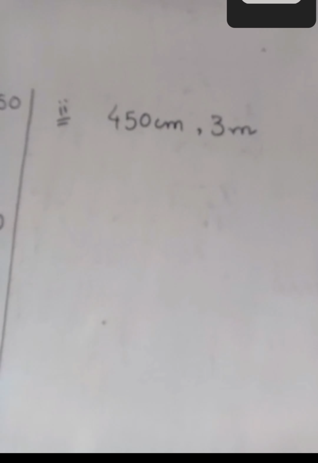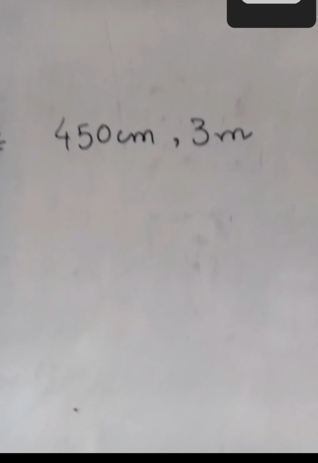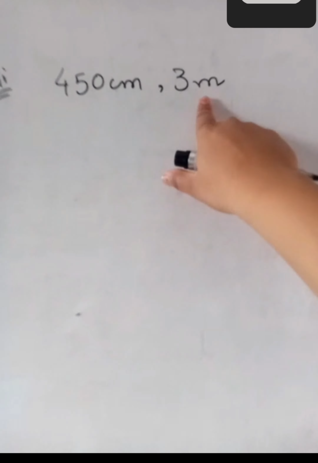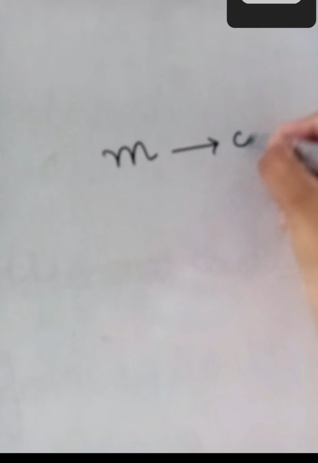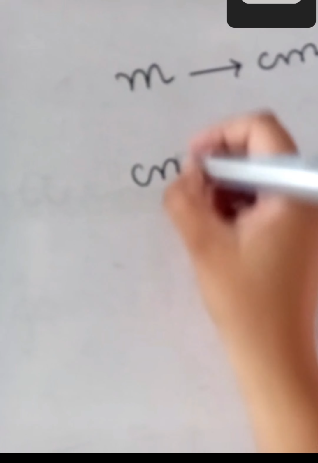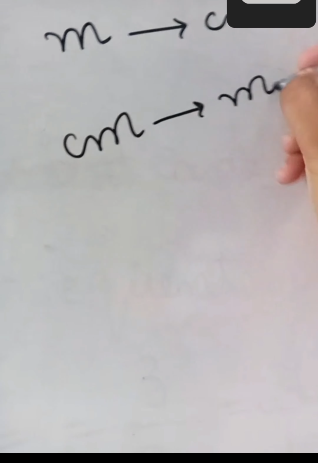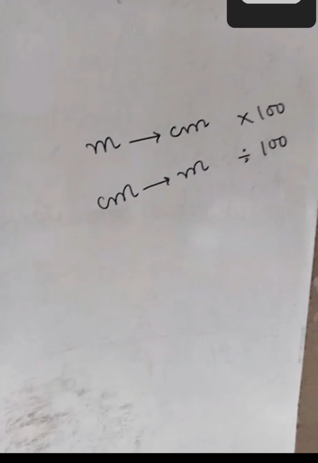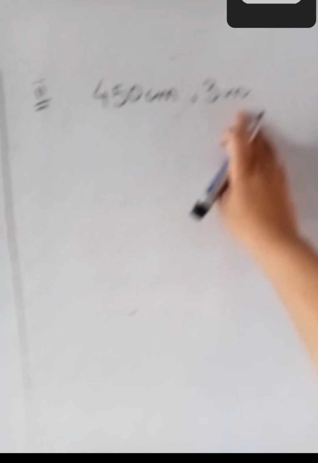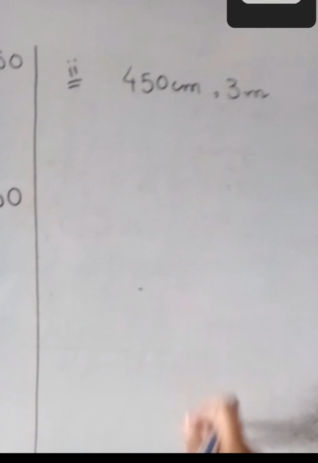Do you know how? What will it be? Divide by 100? No. When you convert meters into centimeters, you need to multiply by 100. And when you convert from centimeters to meters, you divide by 100. Okay. 450 centimeter, and this is 3 meter. What will this 3 meter be then?